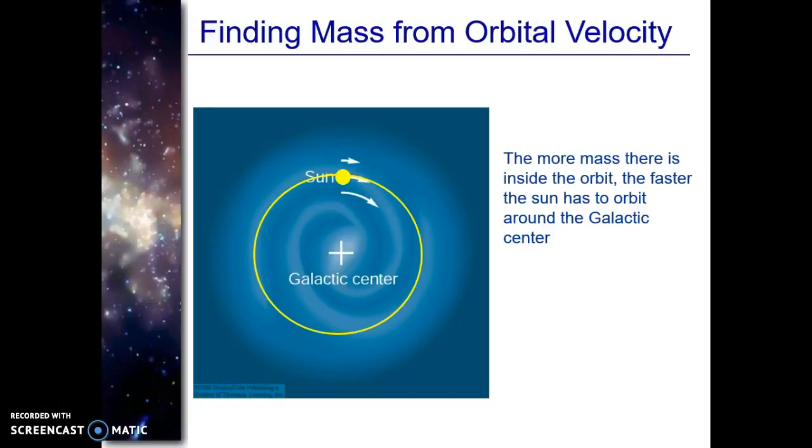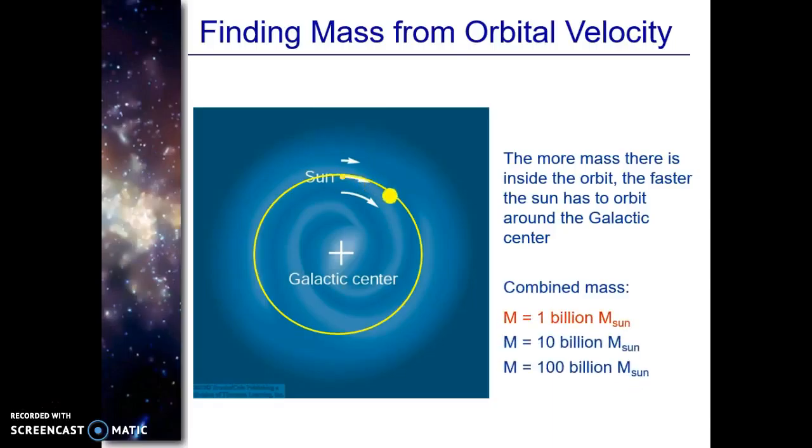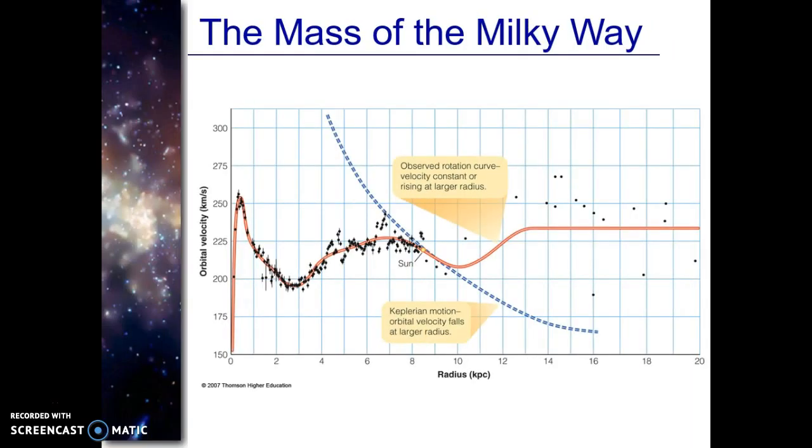And it has shown that the halo contains more mass. It's just a bunch of dust, but it actually contains more mass than you would think. So the combined gas for the sun would be 1 billion suns, and going around really fast would be 100 billion suns. So the more mass there is inside the orbit, the faster the sun has to orbit around the galactic center, right? Think gravity.